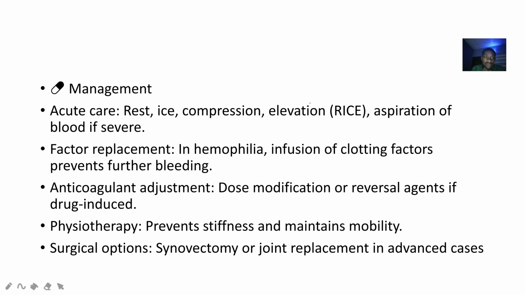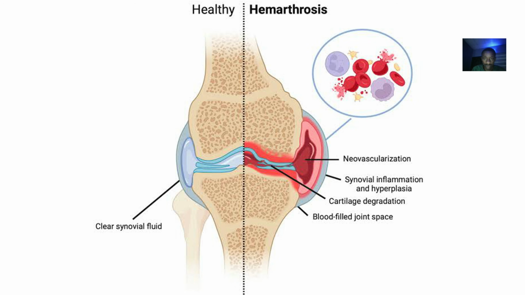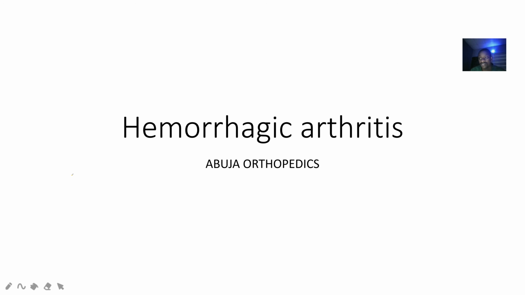So management is what? Rest, compression, ice. You try to replace the blood clotting factors that are actually lacking. Anticoagulant adjustment, if the person is taking drugs that are preventing blood from clotting. All right. So that's what we have for hemorrhagic arthritis.